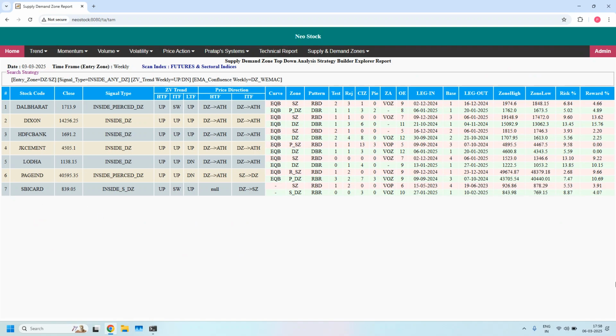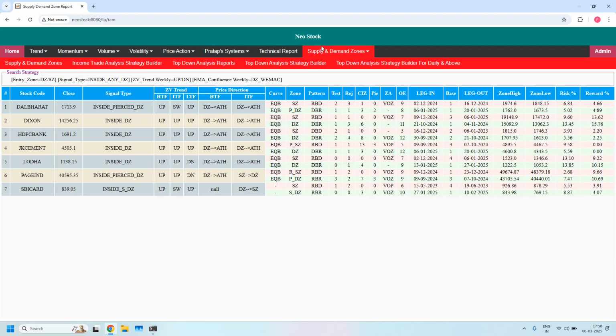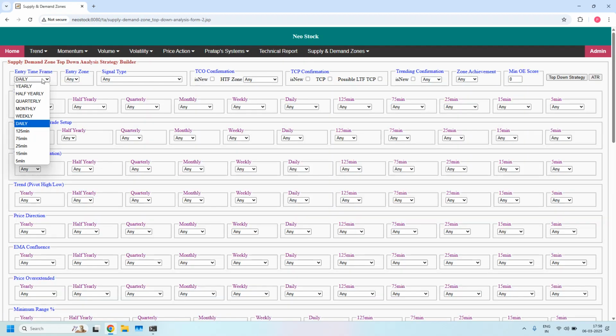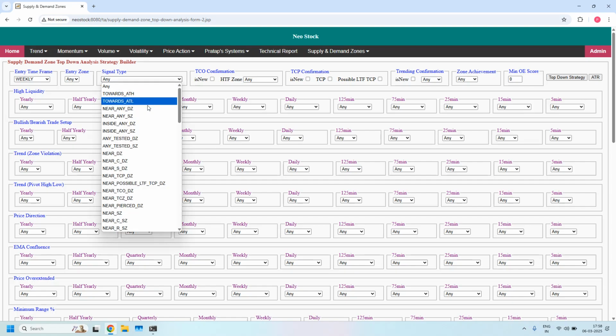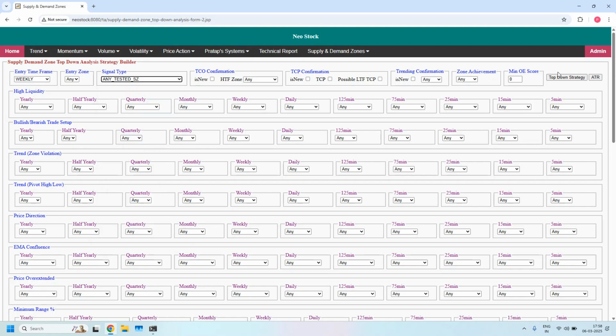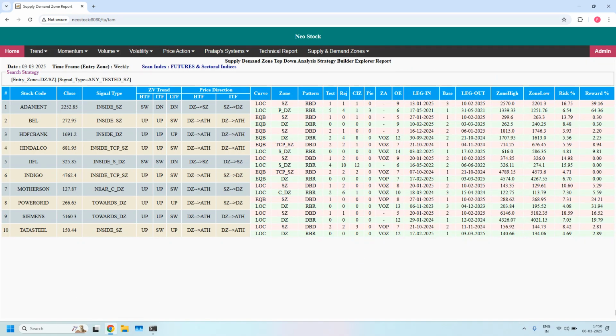These 7 weekly demand zones are having weekly EMA confluence. And also the current price closed inside the weekly demand zone. Okay, this is price closed inside weekly demand zone and also weekly EMA confluence for weekly demand zones. Next, for weekly time frame, price closed inside the weekly supply zone, we got 10 stocks.